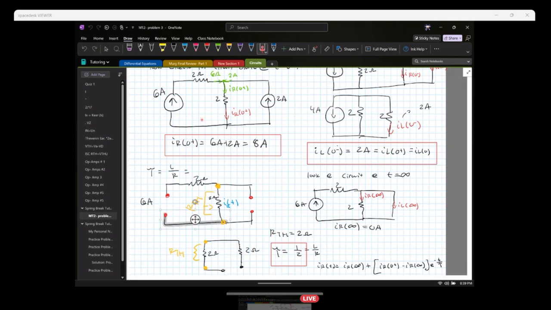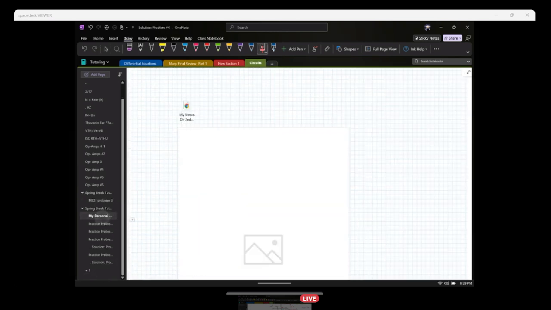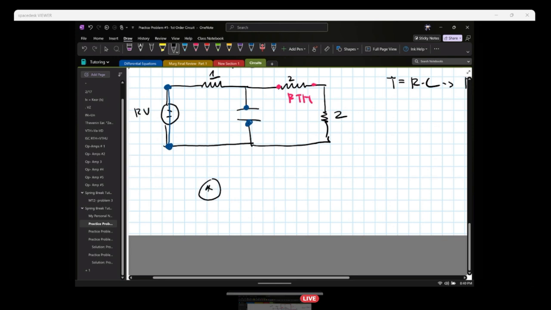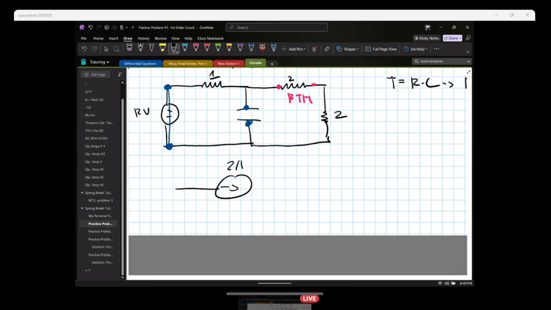So for current sources, I'll just show it here. If you have a current source, say a 2A current source, you have to open it, because then current won't flow. Yeah, you can think of it that way. And that's okay. Don't worry.